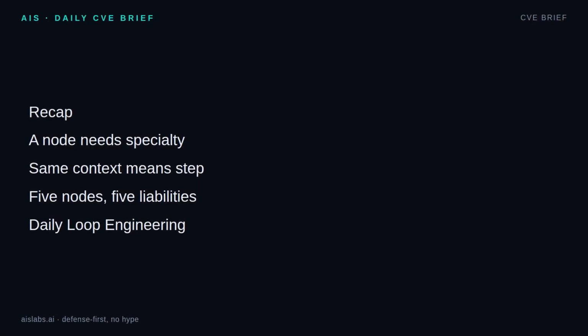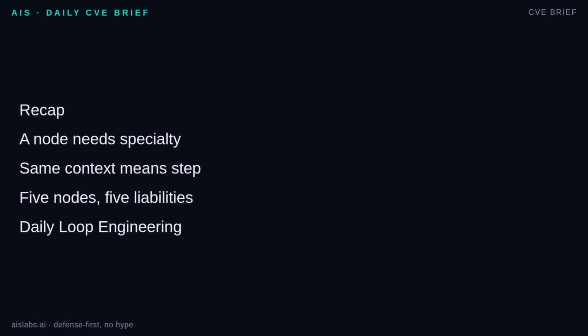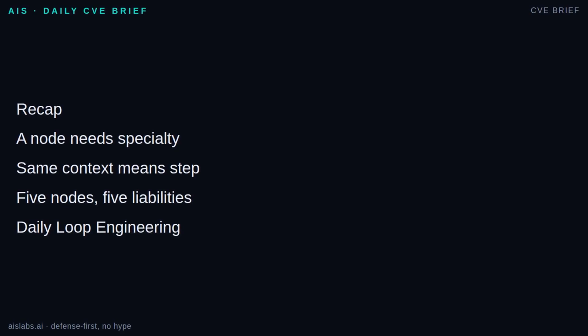3 beats to keep. First, single agent versus multi-agent is not a maturity contest. It is a boundary decision. Second, a node earns its box through different model needs, different tools, or a genuinely different role. Same context and same tools usually means inline step. Third, count nodes as liabilities before you count them as architecture. Every box needs contracts, tests, logs, and ownership.